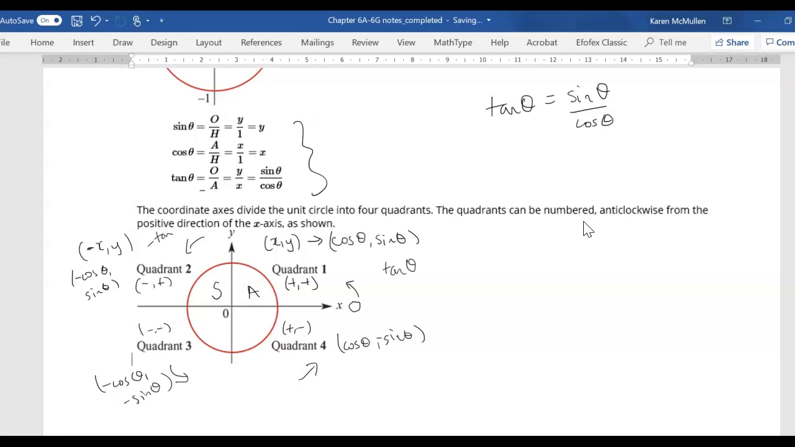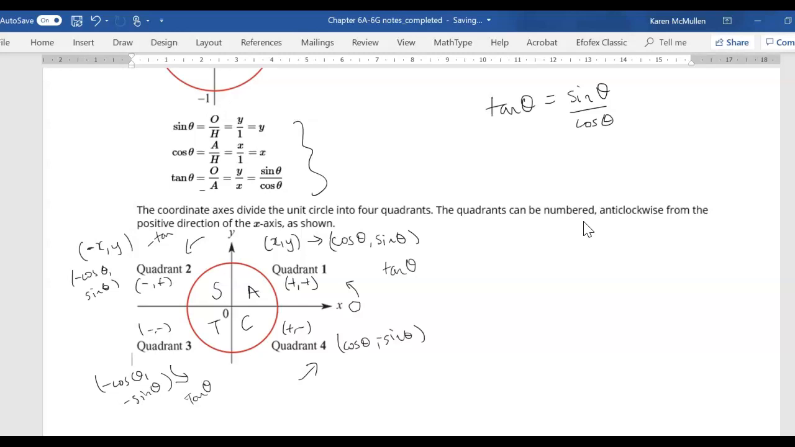All right, in quadrant 3, both cos and sine are negative, but remember tan theta is equal to sine theta over cos theta. So because they're both negative in quadrant 3, a negative divided by a negative gives you a positive. So in quadrant 3, tan is actually positive. So that's why we've got T there. And then in quadrant 4, we have negative sine over positive cos. So the only one that is positive in quadrant 4 is cos.